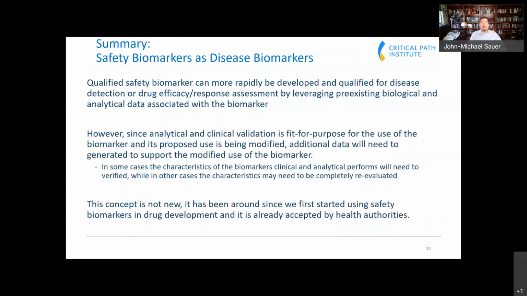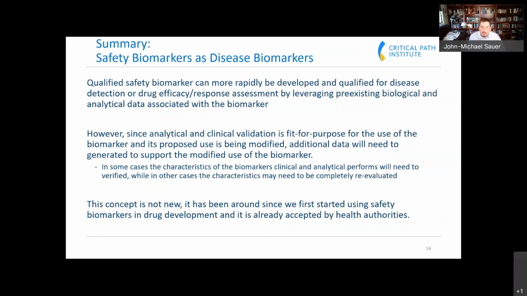So how can we wrap this all up? It's actually pretty easy to wrap up. I mean, I think with what you've seen today, hopefully, and what you're going to see in the other presentations that are associated with this webinar, is that if we qualify a biomarker for a safety indication, we can more rapidly move towards either a disease detection or a drug efficacy response assessment biomarker by leveraging our pre-existing biological and analytical data associated with the biomarker.